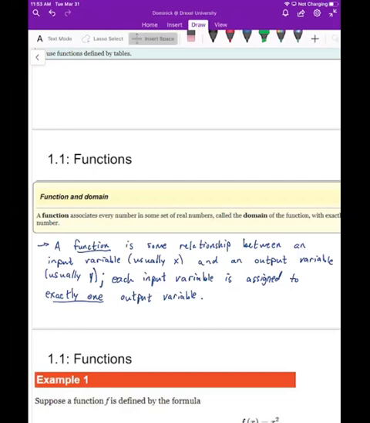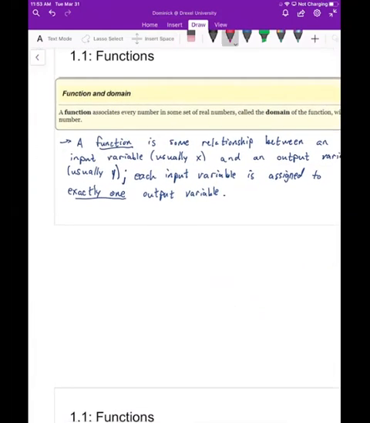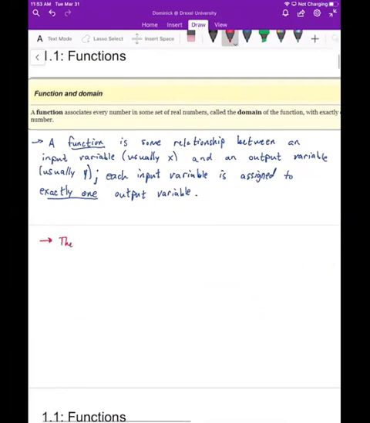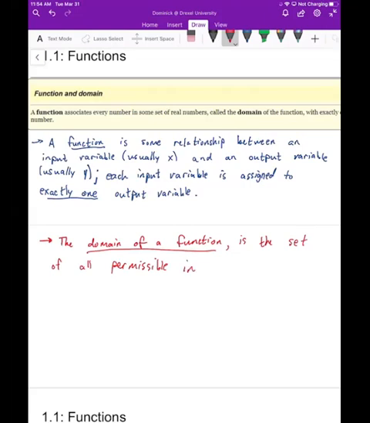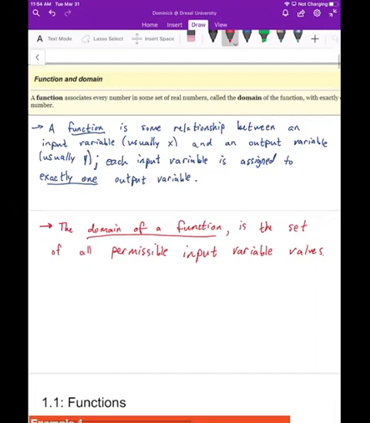Now, briefly, what we mean by the domain of a function. The domain of a function is basically the set or the collection, so it's the set of all permissible input variable values. We'll talk a little bit more about what this means specifically a little bit later, but it's essentially the set of x values or the set of input values that you're allowed to plug in without anything sort of bad happening, right?